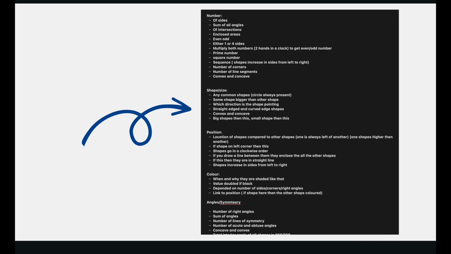So, for example, when I was in the test, if I got stuck, I would go back to this. Okay, have I looked at all the numbers? Have I looked at the shape and size? Have I looked at the position? Have I looked at the color, angle, symmetry, etc.? It's a checklist in your head if you forget during the test.